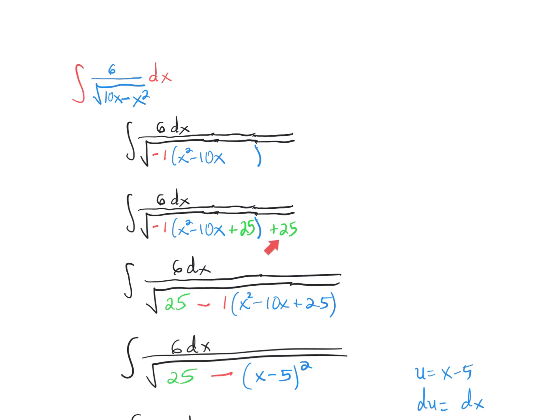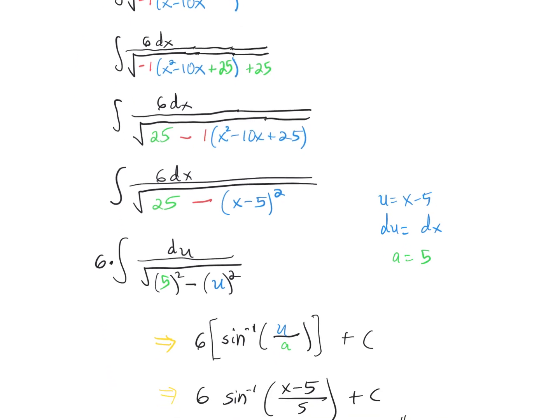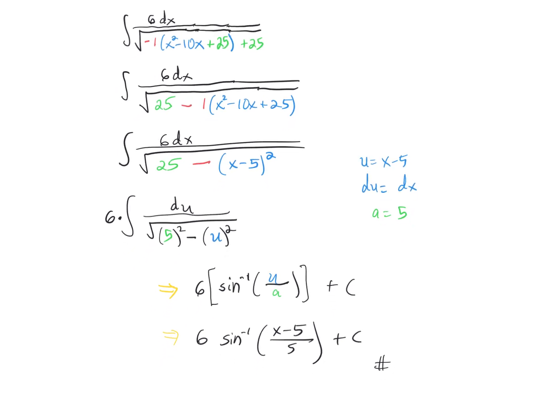Then we'll change the order. We'll put the positive term in front. We'll rewrite this as a perfect square. And factor the 6 out.